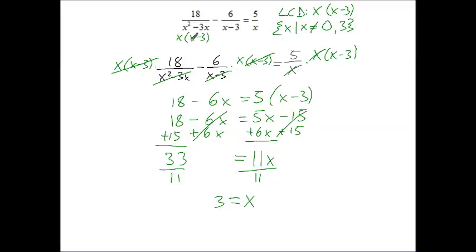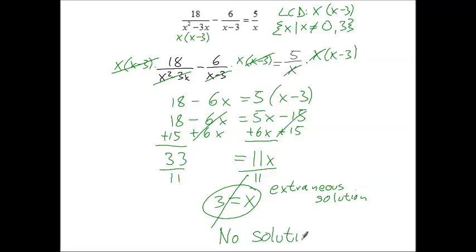If x is 3 and we put it in here, then we get 0. 3 is one of our domain restrictions. That means that we cannot use this solution. This is an extraneous solution. And if we only have an extraneous solution as the only choice, then what happens is we actually end up having no solution at all. So this equation has no solution.